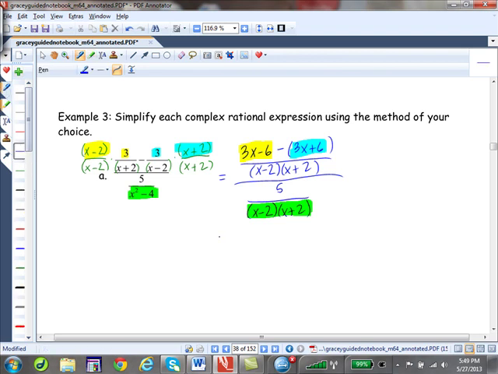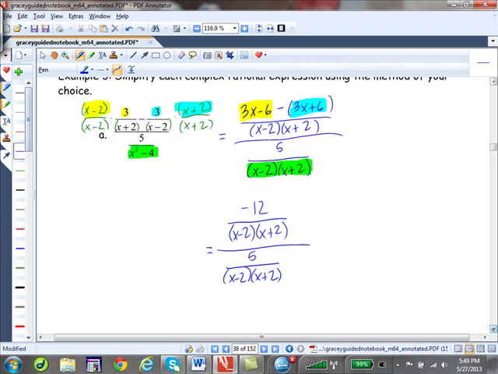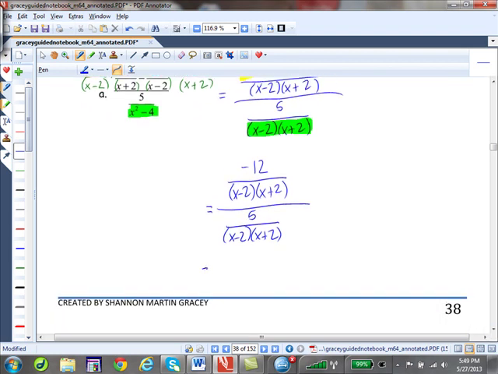All right, so here we go. When we distribute the minus, we'll have a minus 3x minus 6. So the 3x's will zero out, and we'll end up with a negative 12 over x minus 2 times x plus 2. And then that'll be over 5 over x minus 2 times x plus 2. And then we can rewrite this as a division problem. So again, I've been using method 1.